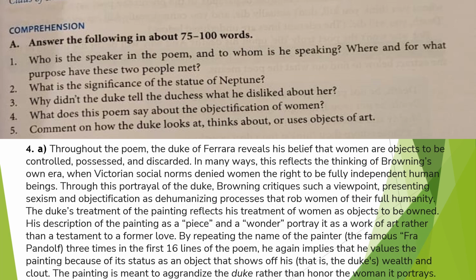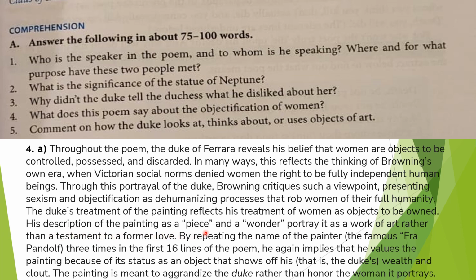Then the fourth question, what does the poem say about the objectification of women? How were the women treated? Throughout the poem, the Duke of Ferrara reveals his belief that women are objects to be controlled, possessed, and discarded. In many ways, this reflects the thinking of Browning's own era, that is 19th century, 1812, when Victorian social norms denied women the right to be fully independent human beings. Through this portrayal of the Duke, Browning critiques such a viewpoint, presenting sexism and objectification as dehumanizing processes that rob women of their full humanity.